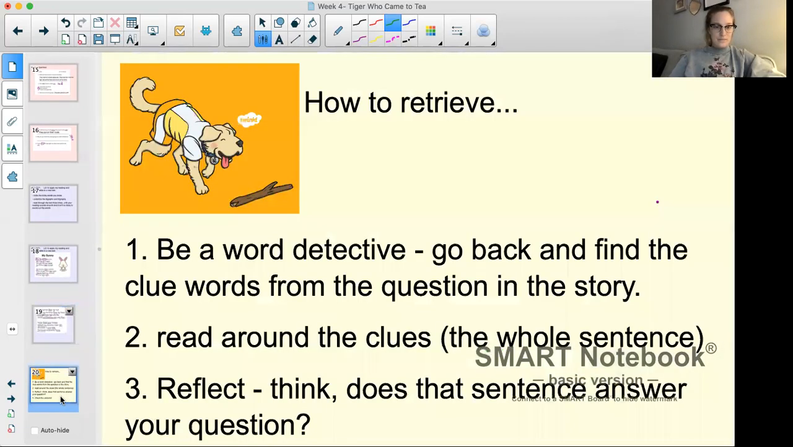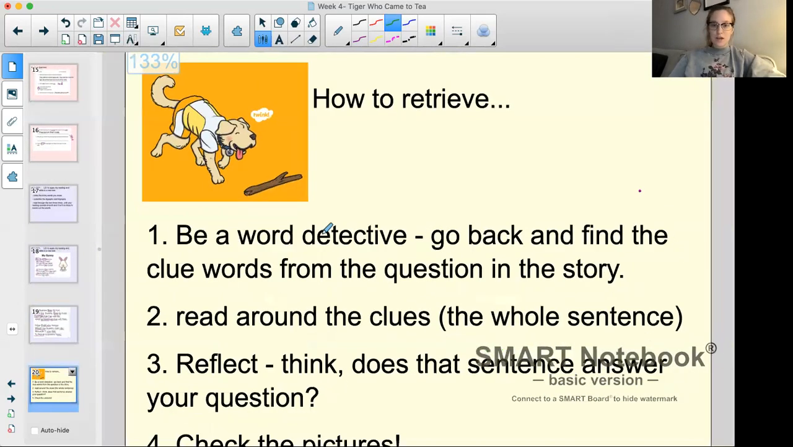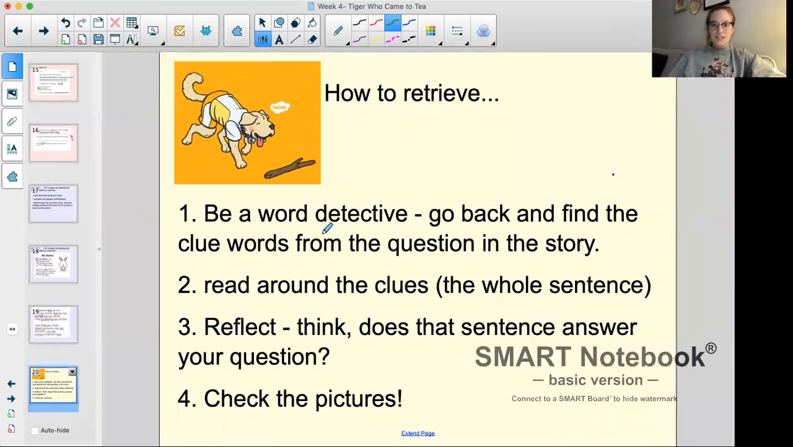Fantastic. Great. Now that you've spent some time doing your reading practice, we're going to look at the second part of our lesson, which is we're learning to retrieve. So let's look at our success criteria for retrieval. We know to retrieve, we have to be a word detective. That means we have to go back and find that clue word from the question in the story.